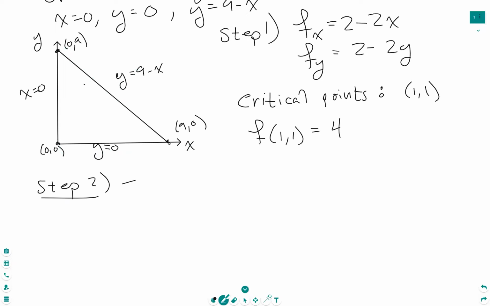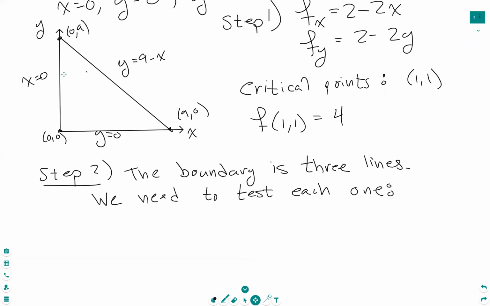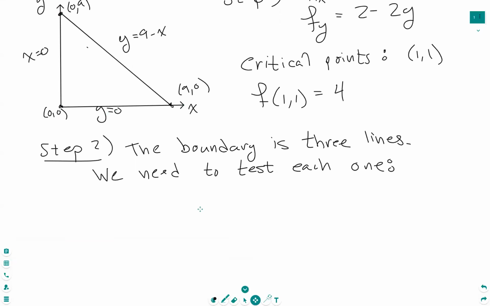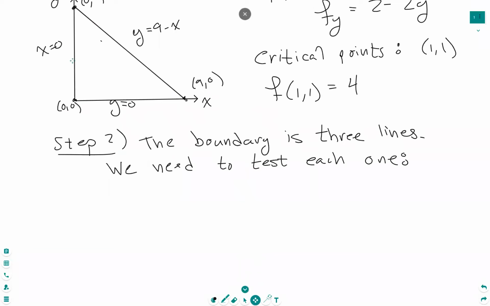So the boundary is 3 lines. We need to test each one. There's no way around it. Each of these has a different definition of what makes up the curve, so we have to test each curve here. I'm going to go ahead and look at the x equals 0 segment first.